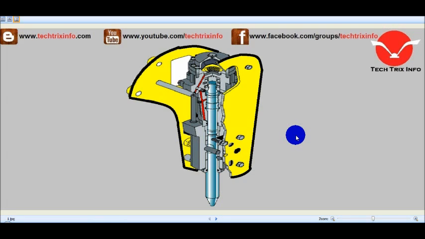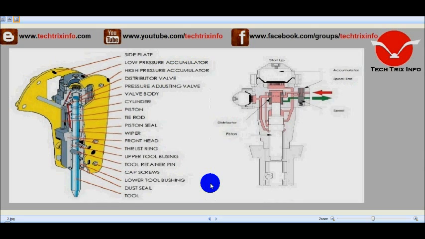So on the screen you are seeing the internal components of a rock breaker. This is a chisel which will be hitting on the rock, like it will be vibrating and hitting on the rock, which will result in the rock actually to break. So let's see the components.